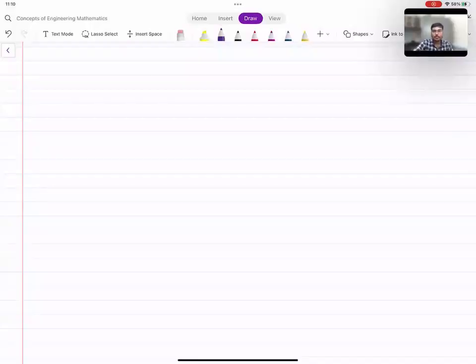Hello everyone, welcome back to the Concepts of Engineering Mathematics course. In the previous lecture, we had seen matrix multiplication. We also saw some of the properties of matrix multiplication, and then we saw the concept of the adjoint of a matrix, and with the help of the adjoint, how we can find the inverse.